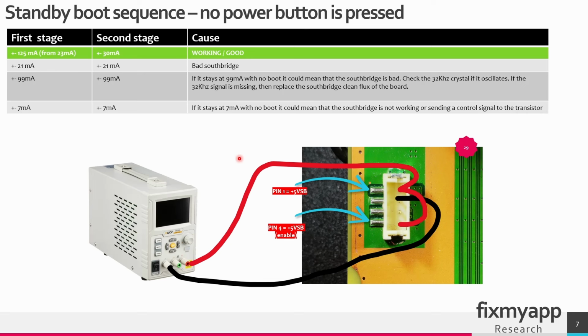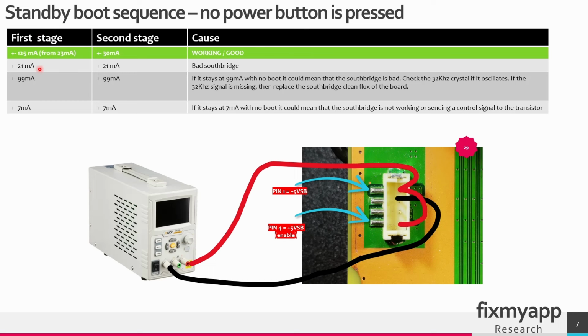So in a healthy PlayStation 4, when you connect the power, let's say this is the power supply, you provide 5 volt to pin 1 and 4, and you connect the ground to the ground pin. And when you turn this power supply on, you will see that the current starts from 23 milliamps, it will jump to 125 milliamps, and in the second stage it will go back to 30 milliamps. If you see this behavior, then you have a good working mainboard.